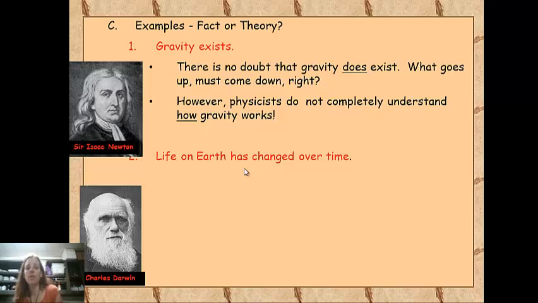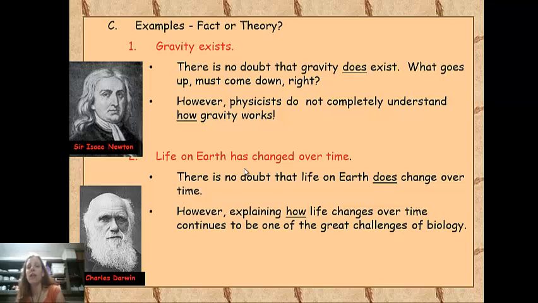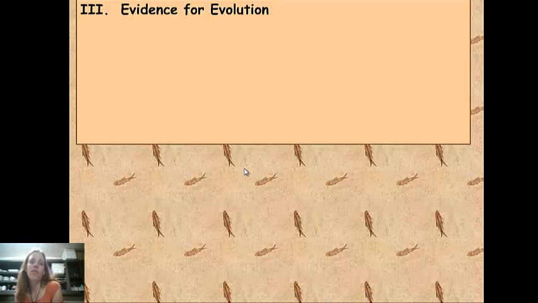Another fact: life on Earth has changed over time. We know this is true because there are no longer any dinosaurs, and when there were dinosaurs, there weren't modern humans. So the life living on planet Earth has changed over time. However, explaining how life changes over time continues to be one of the greatest challenges in biology, and it's one of the ideas that we are exploring in this unit, Origins. So what is some evidence for evolution?